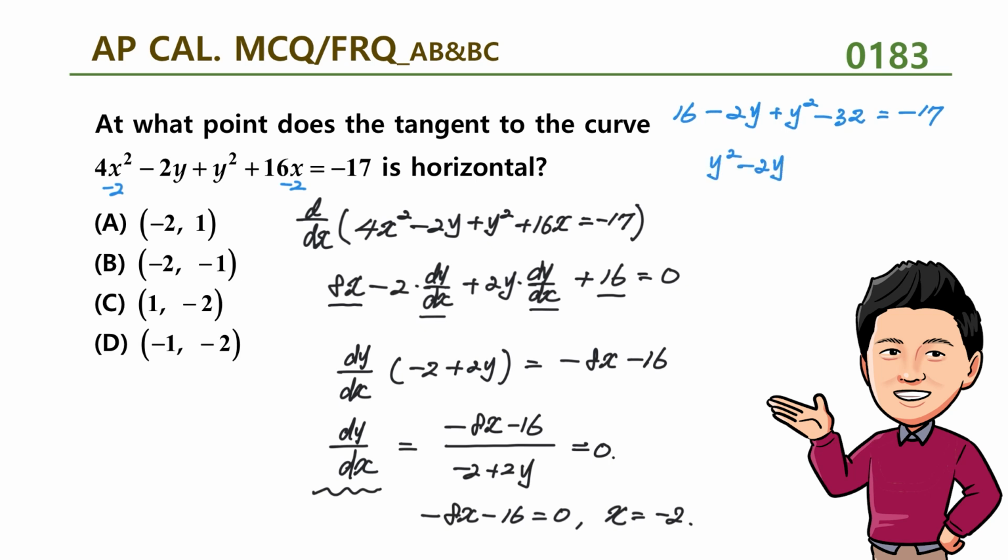Here we have 16 minus 32, that's negative 16, and we're going to add 17. So that's going to be plus 1, right? Is equal to 0. So far so good.